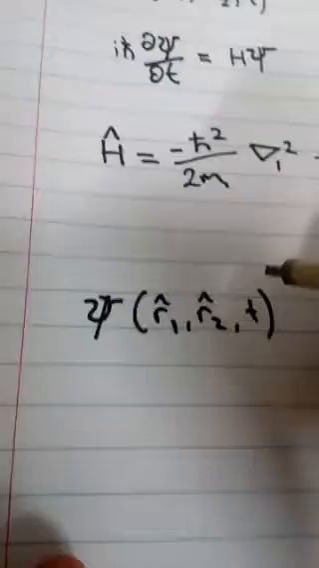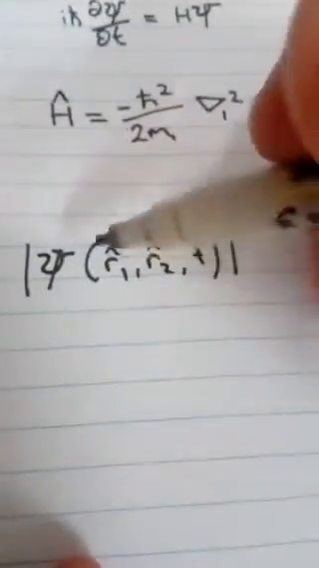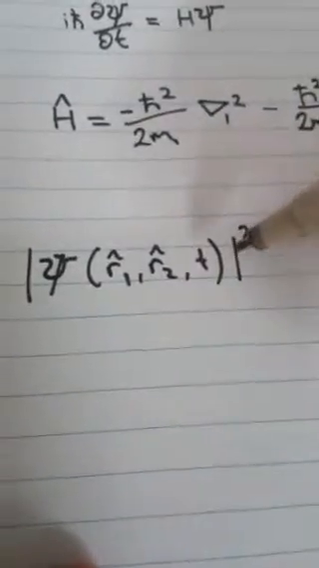Okay, and what we do is we say that the norm of that squared, in other words, if you guys remember, it is this multiplied by its conjugate, squared, and then d cubed R1 d cubed R2. So we're talking a massive integral here, right?